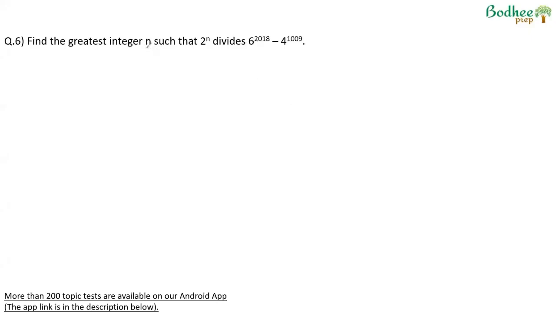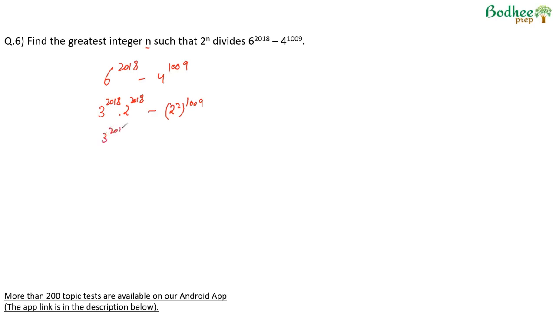Find the greatest integer n such that 2 raised to n divides 6^2018 minus 4^1009. We would somehow want to make the base the same or the power similar. We can see 2018, here it is 1009. 2018 is double of 1009. So what I'm doing is splitting 6 and writing it as 3 raised to power 2018 into 2 raised to power 2018, and 4 can be written as 2 square, raised to power 1009.